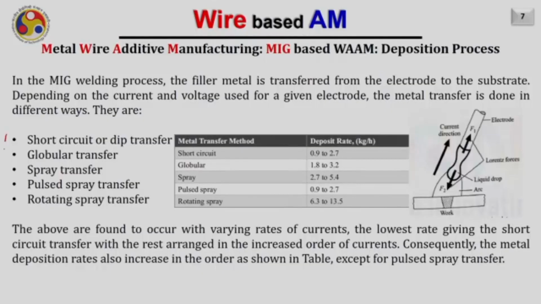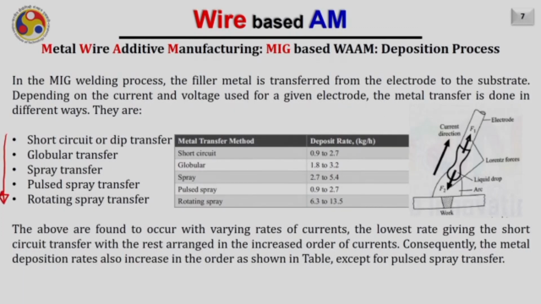Now let us discuss how the material is transferred from a MIG welding source to the substrate. There are possibly 5 different metal transfer methods. The first one is the short circuit method, the second is the globular method, and the third is the spray method, the fourth is the pulse spray, and the last one is the rotating spray. Those are listed here.